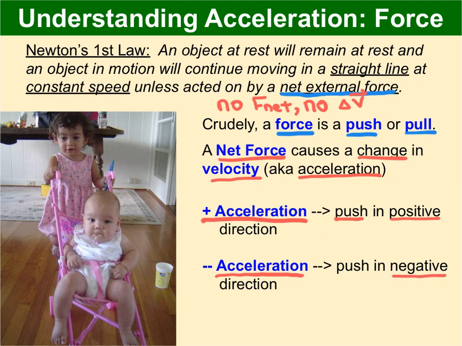In this case, Emily was moving forward. When Madeline pulled back on her, she stopped. Negative acceleration. Gravity is classic negative acceleration because it is always pulling things downward.